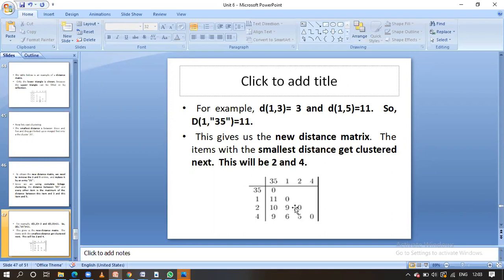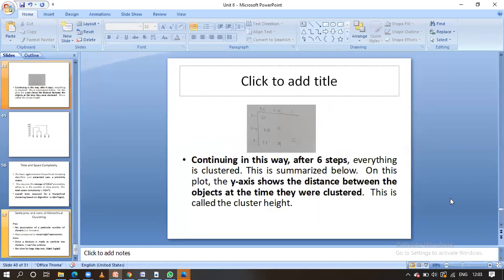What is the least value here in this distance matrix, guys? If you observe all the values, 5 is the least value, which is related to 2 and 4. We are going to combine 2 and 4 into one cluster, guys. Why? Because this is the least value, right? Here we have combined 2 and 4. Again, the same process we are going to repeat, guys.